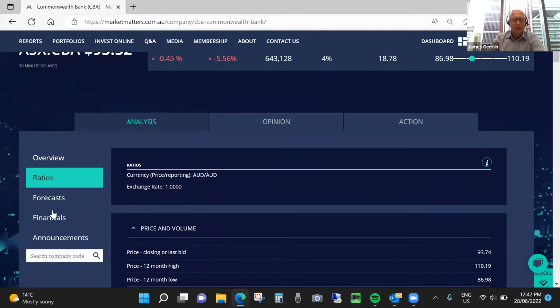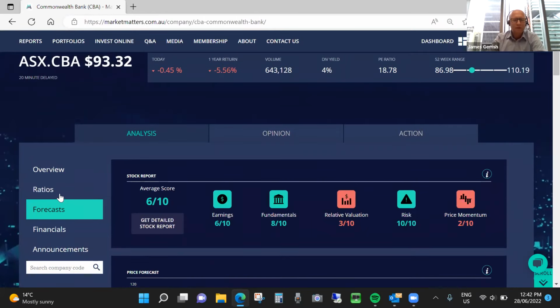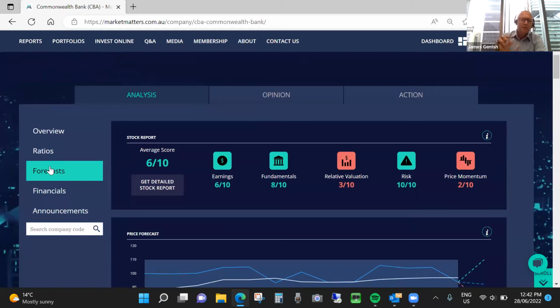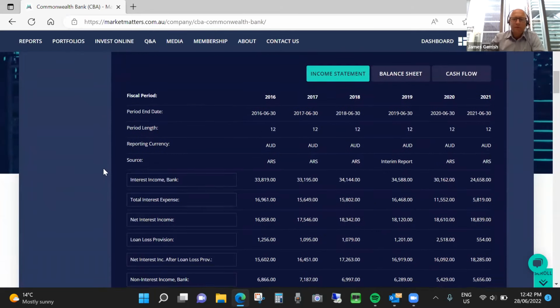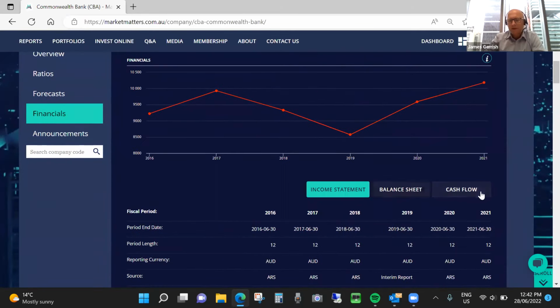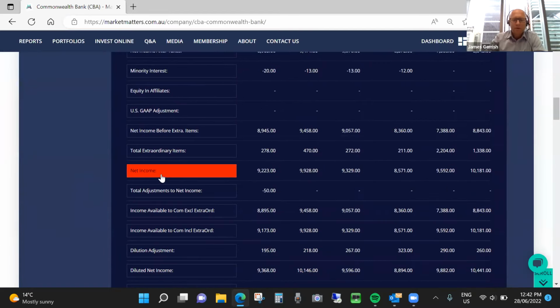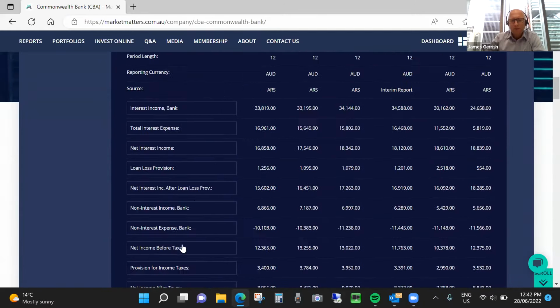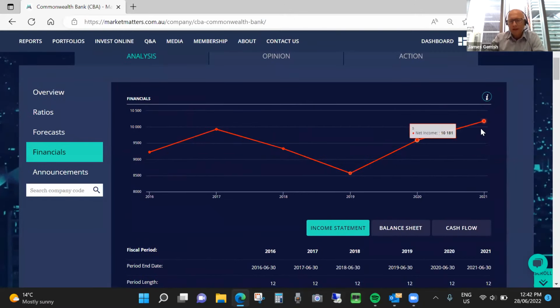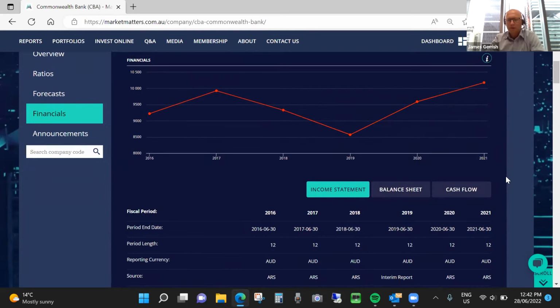I think the other thing that is really useful is in the forecasts and the financials. I'm going to skip over forecasts and just go to financials, because ratios and financials are all about the 12 months that have just been. So the financials here, we look at the income statement, the balance sheet and the cash flow. But what's interesting here is we can plot different things on the chart there. So you might look at net income, and that plots net income for CBA. And these information icons tell you what you're actually plotting.